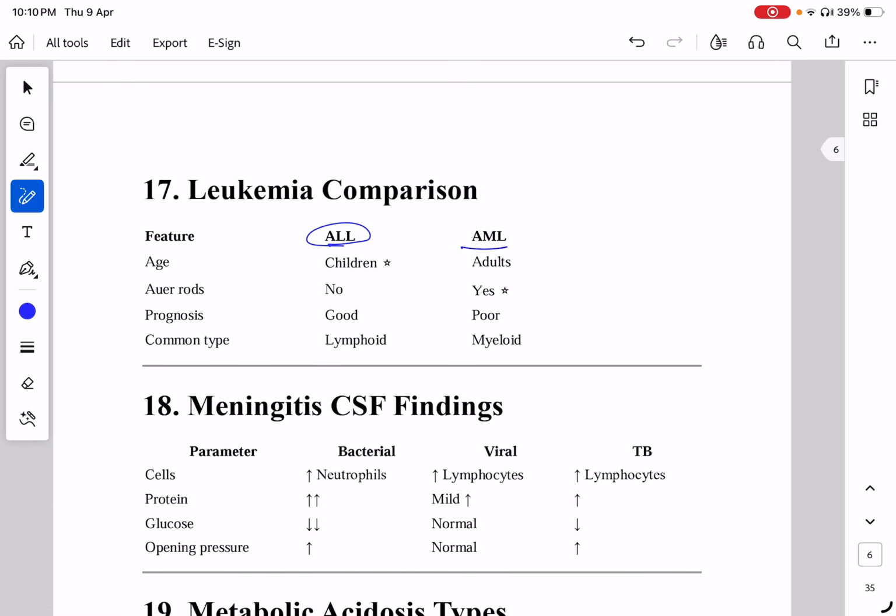Leukemia, ALL and AML. So age for ALL is common in children, AML in adults. Auer rods are seen in AML. Prognosis is poor in AML, and common type for ALL is lymphoid, and for AML it is myeloid.